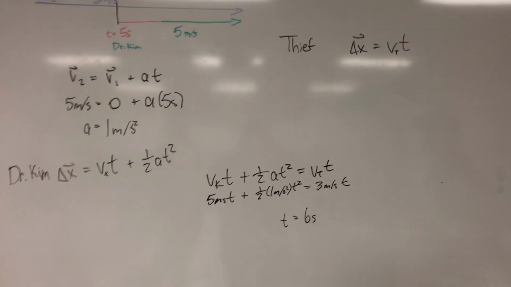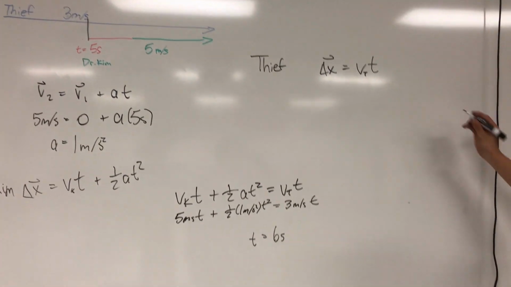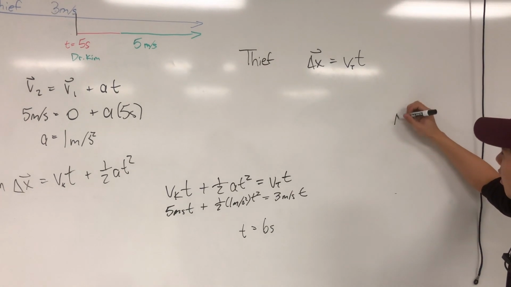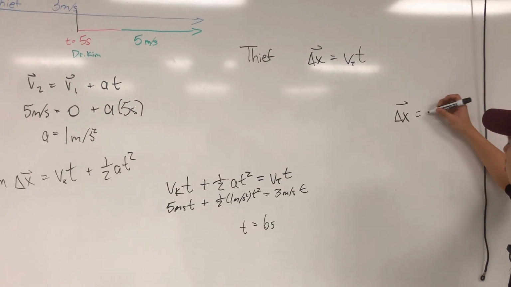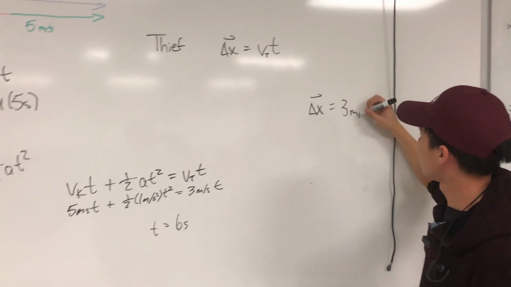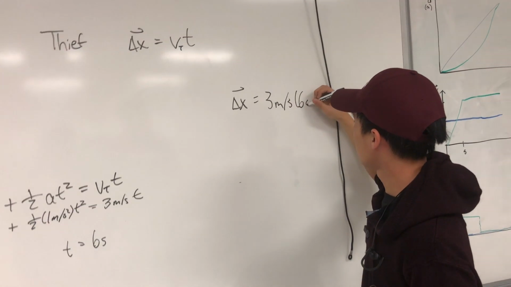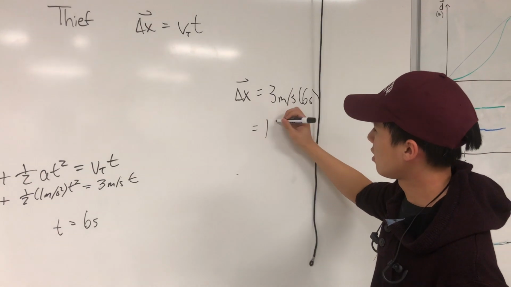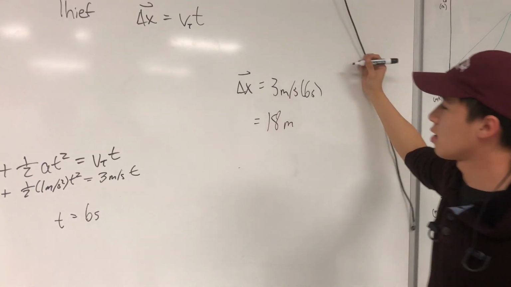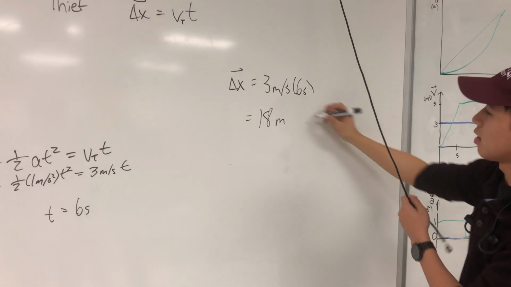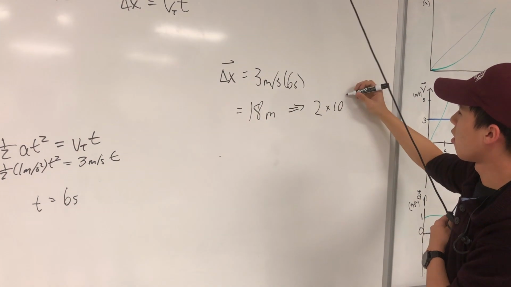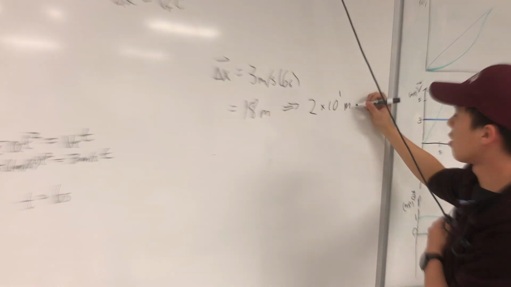Then, to find the change in distance, how far they would travel, we would just plug 6 seconds back into this equation. So delta x equals 3 meters per second times 6 seconds. So the delta x would equal 18 meters, but if we were to keep sig figs, this would just equal 2 times 10 to the power of 1 meters.